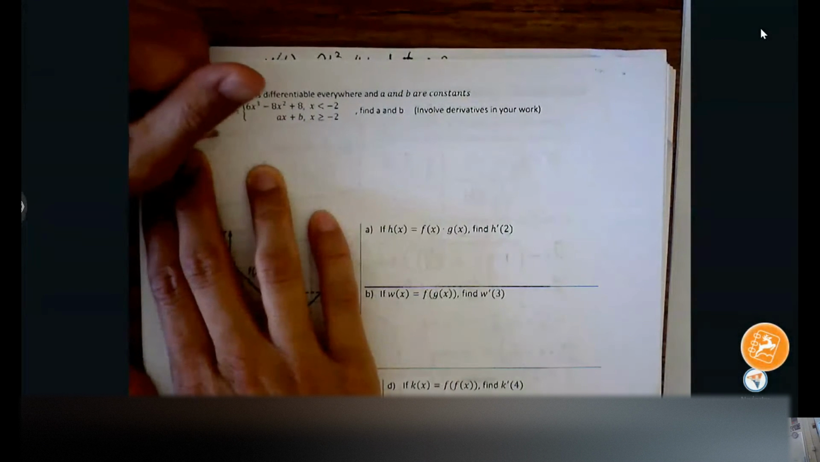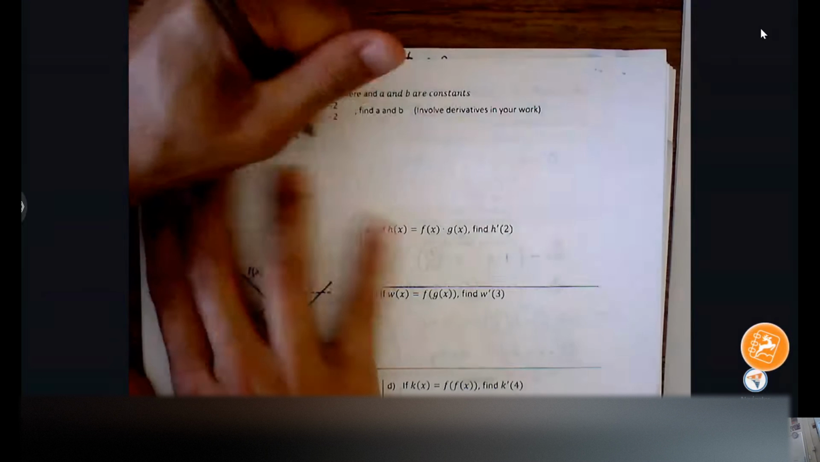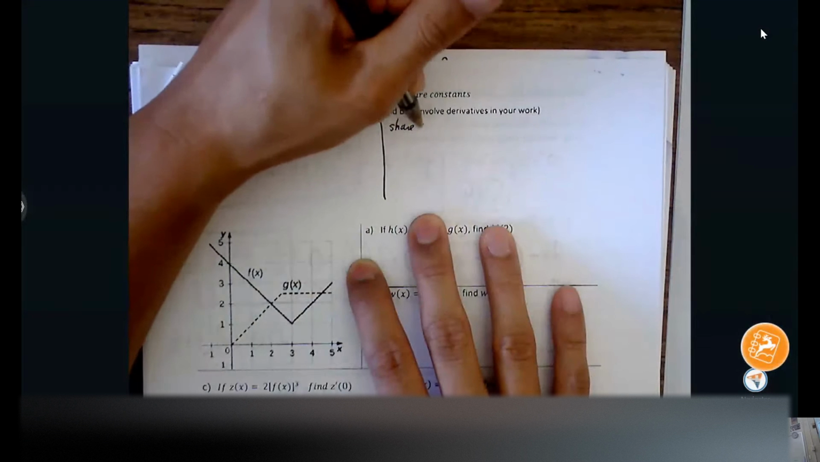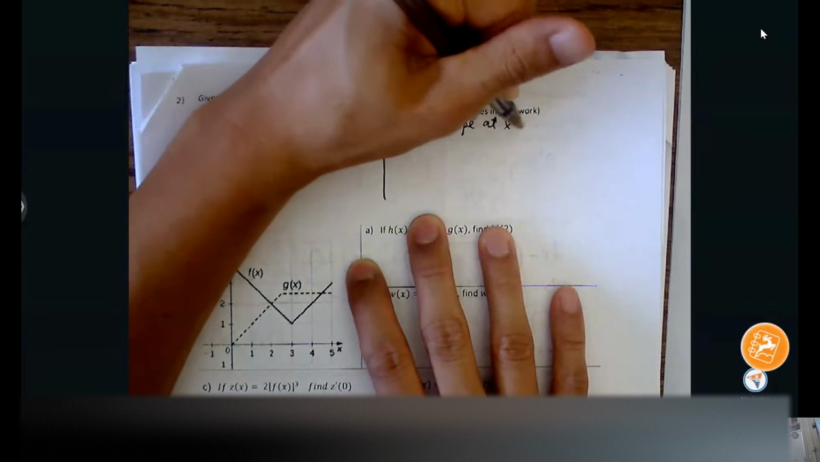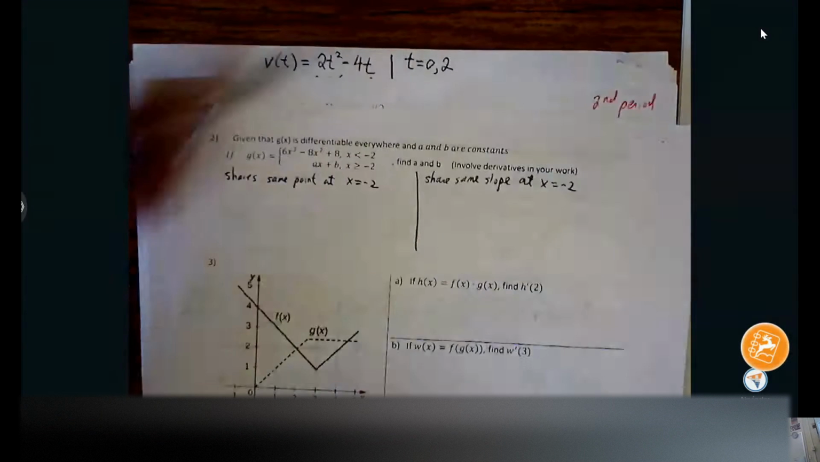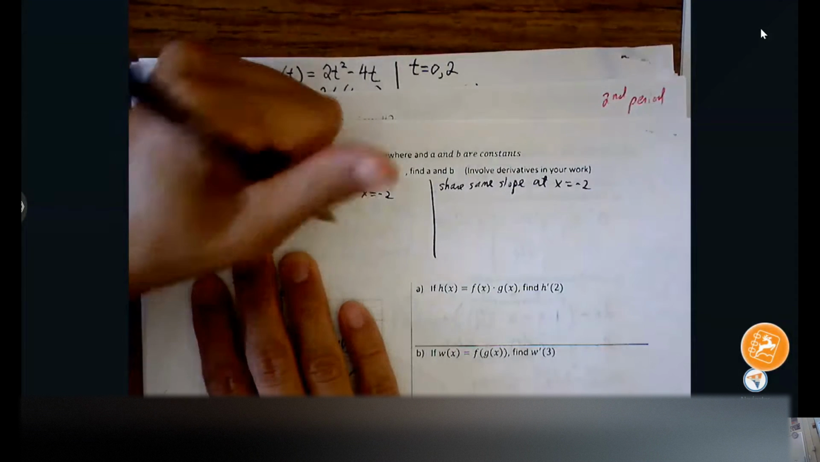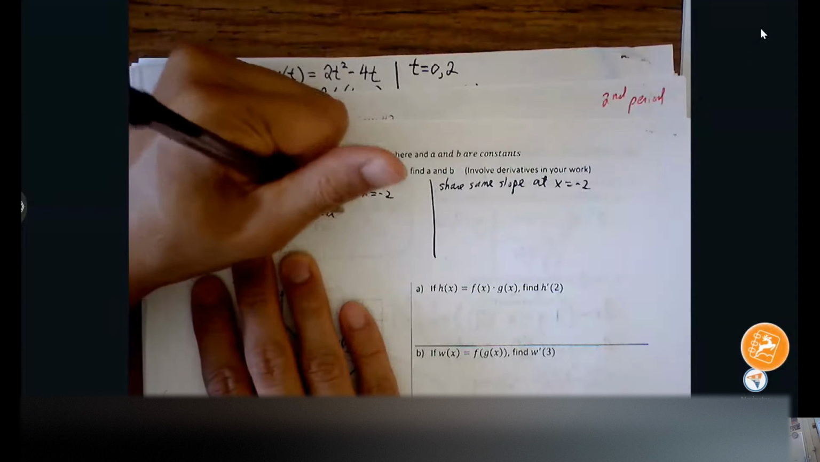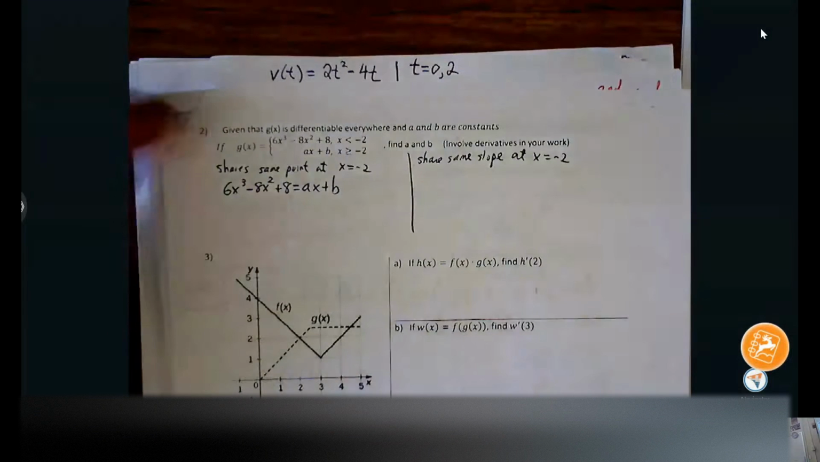So shares same point at x equals -2. And we also want them to share the same slope at x equals -2. So if they share the same point, that means the two graphs must have the same y value. So that means we can set the two graphs equal to each other. Replace all the x's with -2.